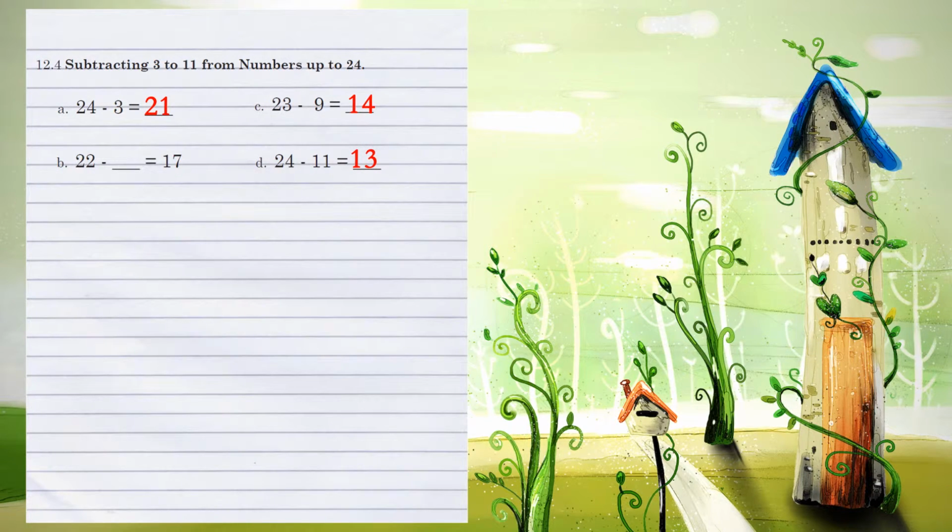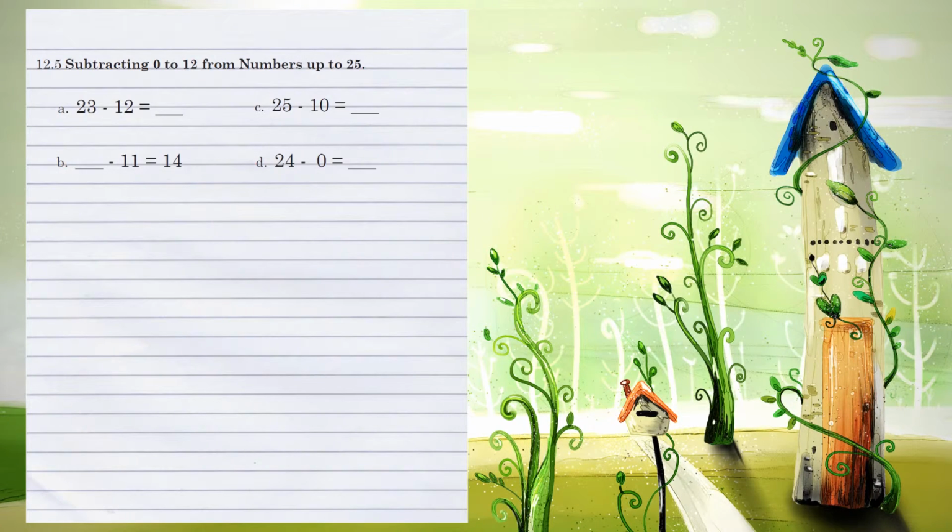Example B. What number are we subtracting to get from 22 to 17? Well, let's go ahead and count backwards on this one since we counted forwards on the other one. So we have 21, 20, 19, 18, 17. That means we are subtracting 5.